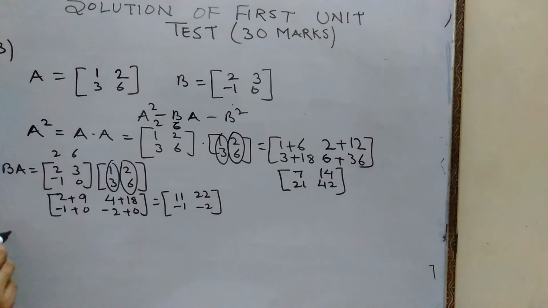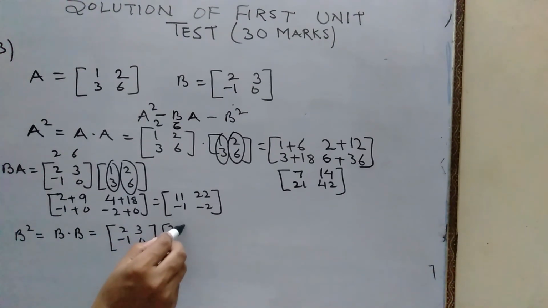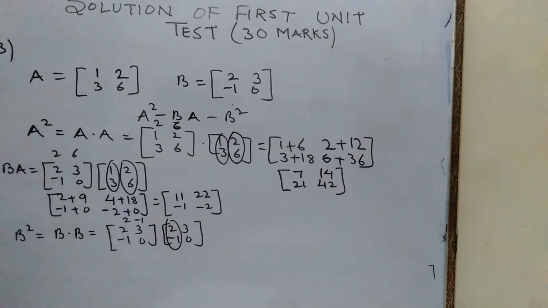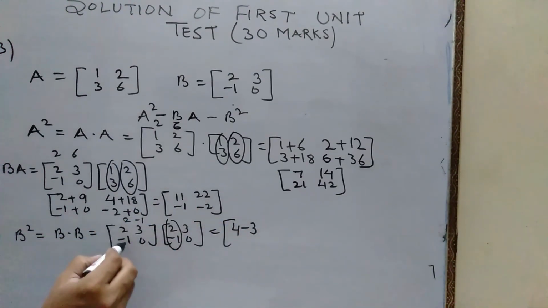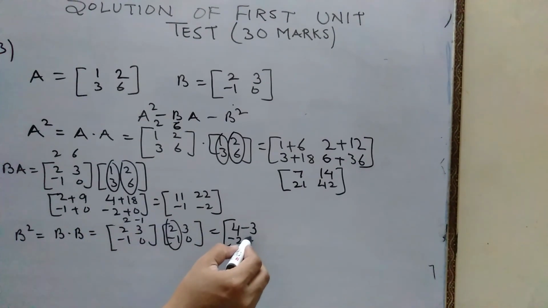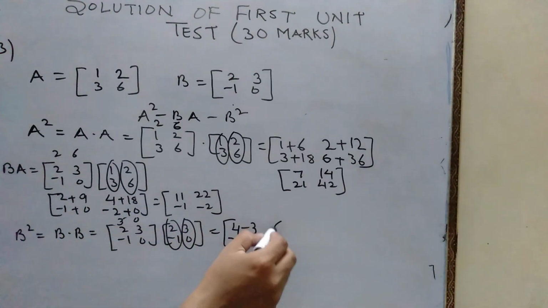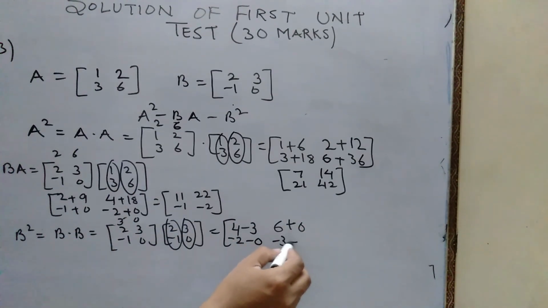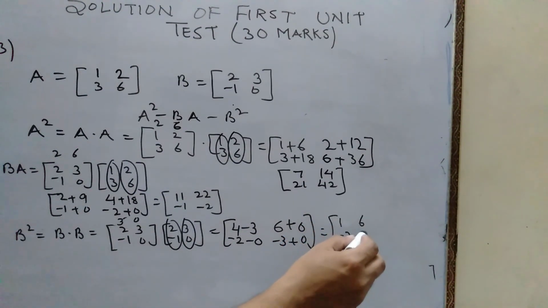Right? In the third part, we have to find B square, that is B into B. 2, 3, minus 1, 0 into 2, 3, minus 1, 0. We'll take the first column, 2, minus 1. 2 into 2, 4, 3 into minus 1, minus 3. 2 into minus 1, minus 2, minus 1 into 0, 0. Next column, 3, 0. 3 into 2, 6, 3 into 0, 0. 3 into minus 1, minus 3, 0 into 0, 0. So it will give 1, minus 2, 6, minus 3.